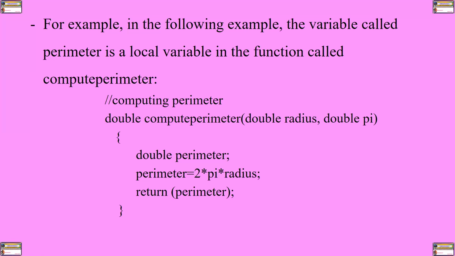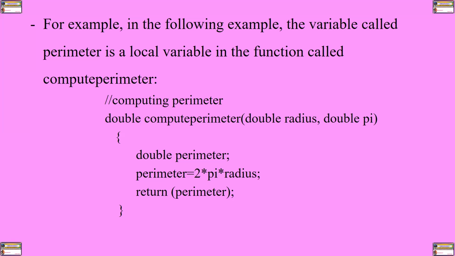So the comment is computing perimeter, and the name of the function is compute perimeter, which is expected to return a value of type double. As you can see, it is receiving two values. One value is received as parameter radius, and the second as parameter pi. Within the body of this function, we have declared one local variable called perimeter, which is supposed to hold a value of type double.